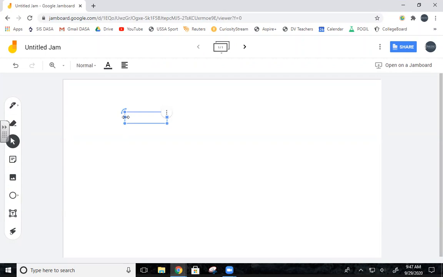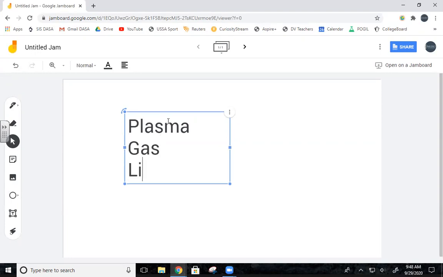There are others. There are superfluids and non-Newtonian liquids and stuff like that, but we aren't going to talk about those. So the four basic states of matter are plasma, gas, liquid, and solid.